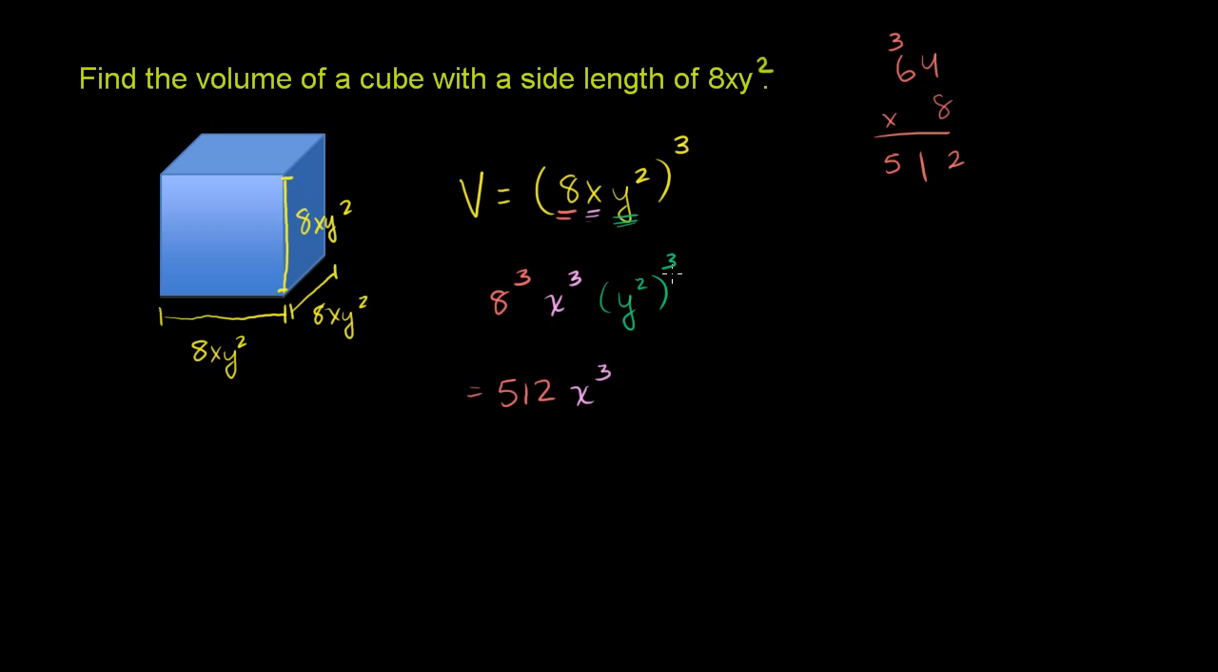and y squared to the third power, that's the same thing as y to the 2 times 3 power, or y to the 6th power. And we're done. We found the volume of the cube. It's 512 x to the third, y to the 6th.